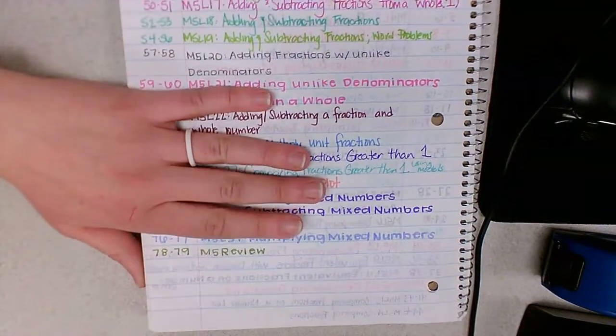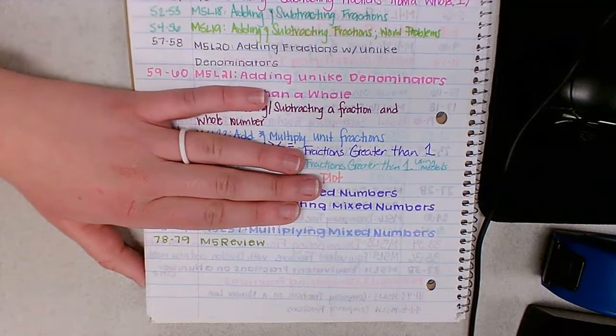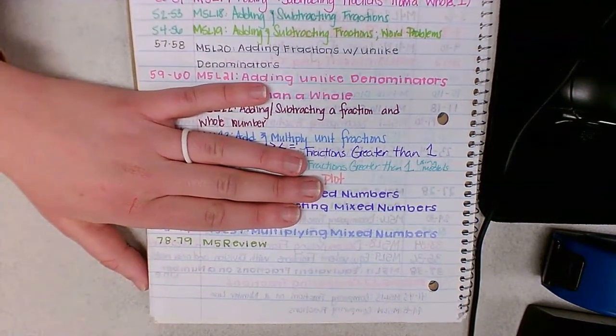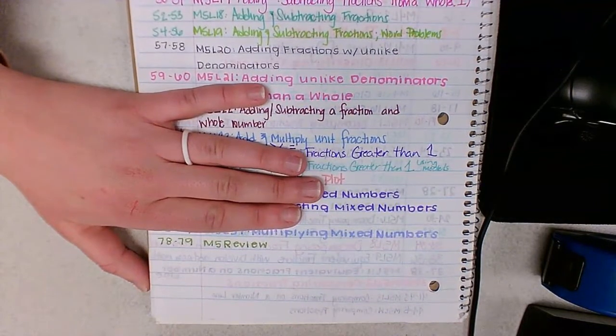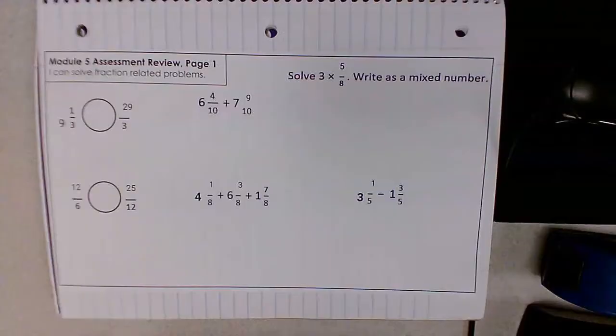Fourth grade, we've come to the end of Module 5, so today we're going to be doing 2 review sheets in our notes. So your next 2 pages are 78 and 79, and we are doing a Module 5 review. Take your time to fill out your table of contents, pause the video if you need to, and then let's get going.